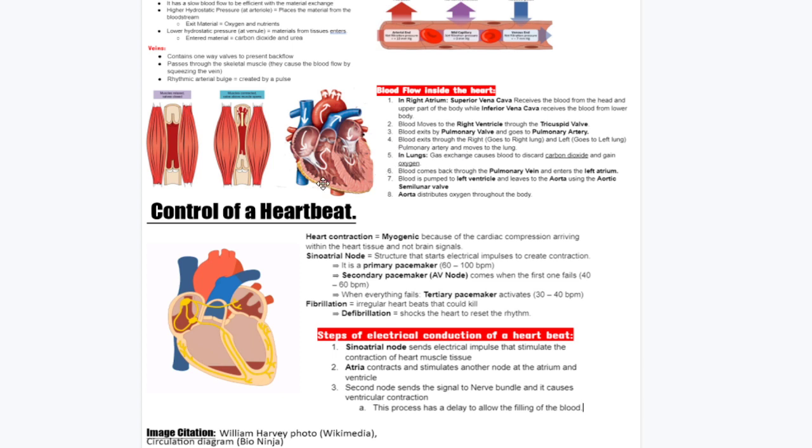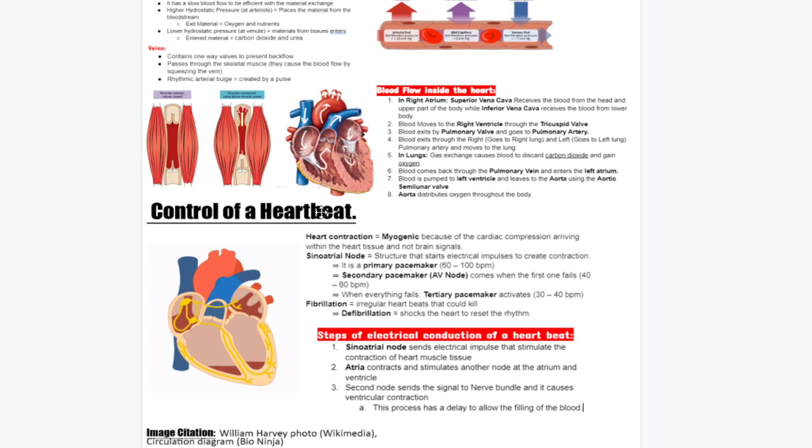Blood exits through the pulmonary valve and goes to the pulmonary artery, and blood exits to the right and left pulmonary artery, which moves into the lungs. And inside the lung, gas exchange causes the blood to discard carbon dioxide and gain oxygen.